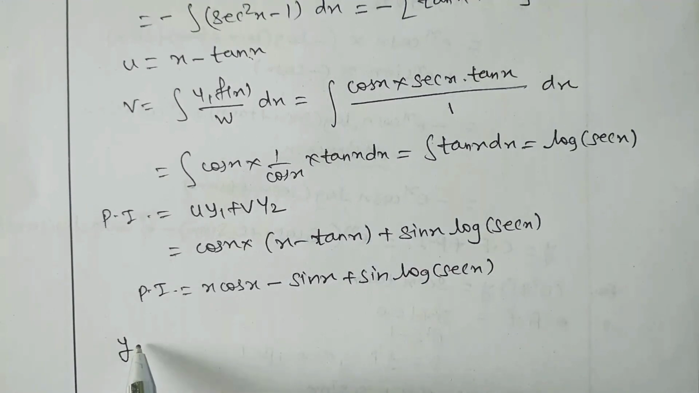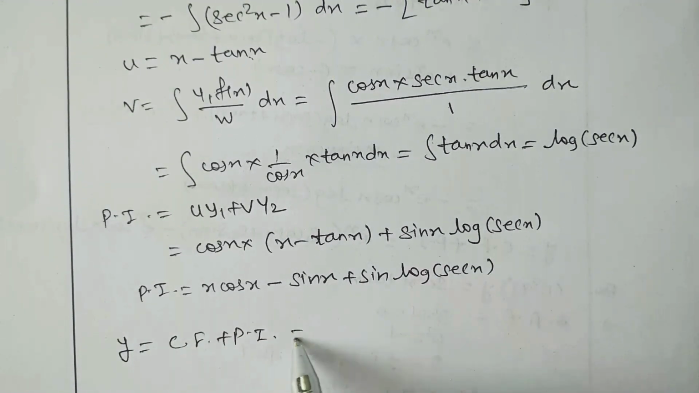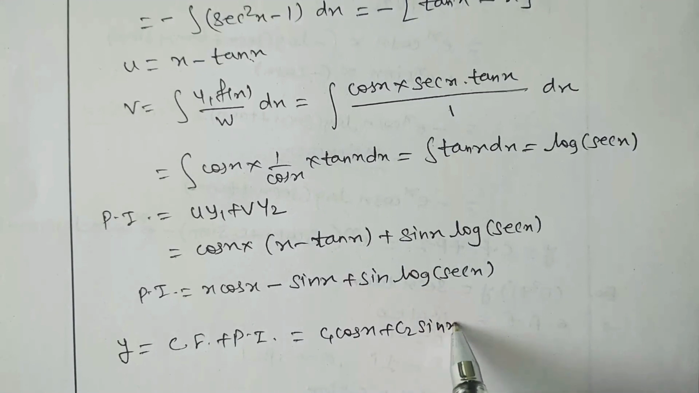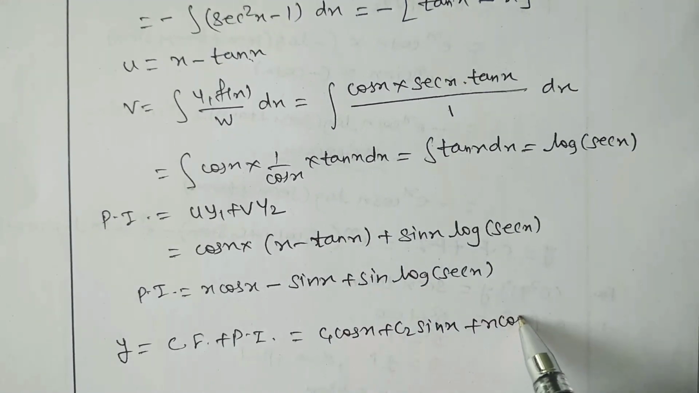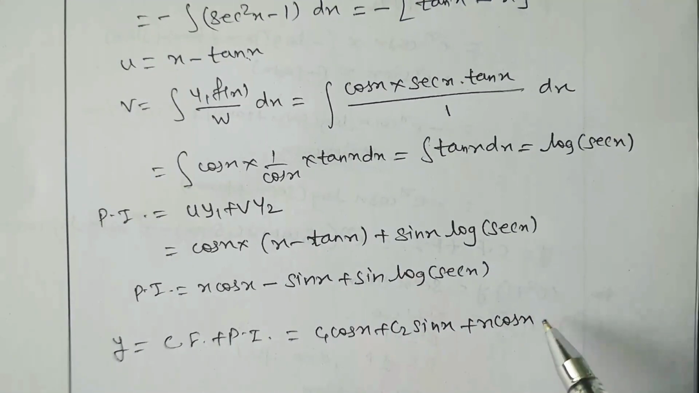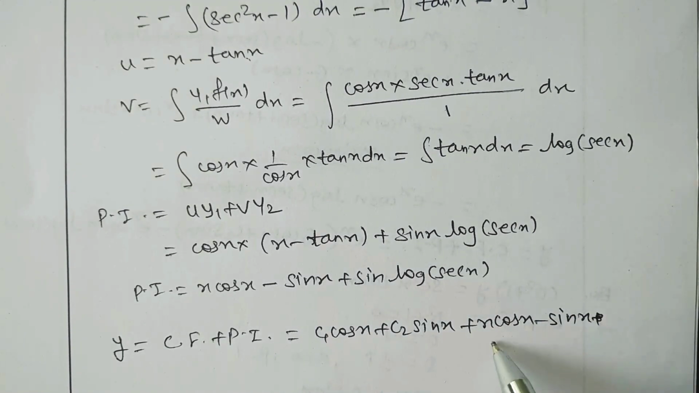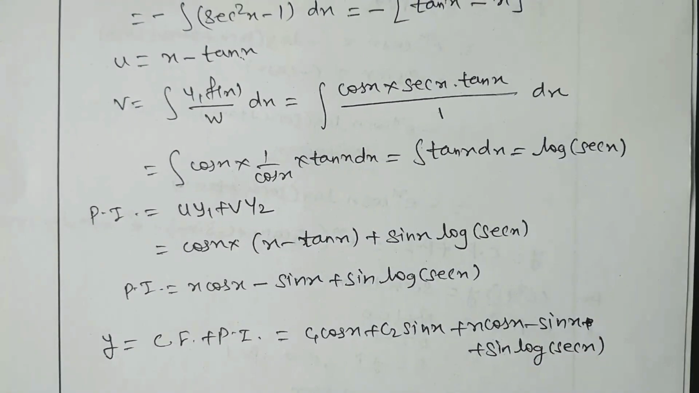Therefore the general solution is given by y equals CF plus PI. This is equal to CF, which is c1 cos x plus c2 sin x, and PI is x cos x minus sin x plus sin x log of sec x. So that is our final answer.